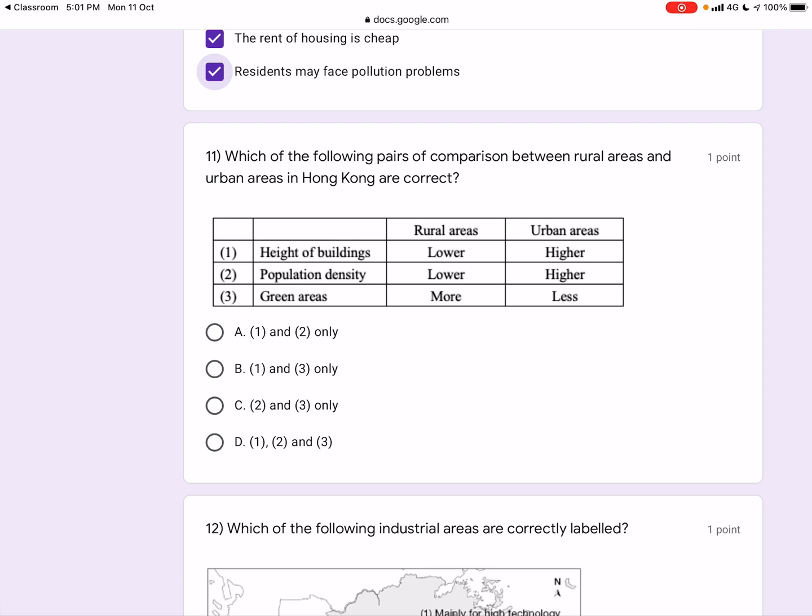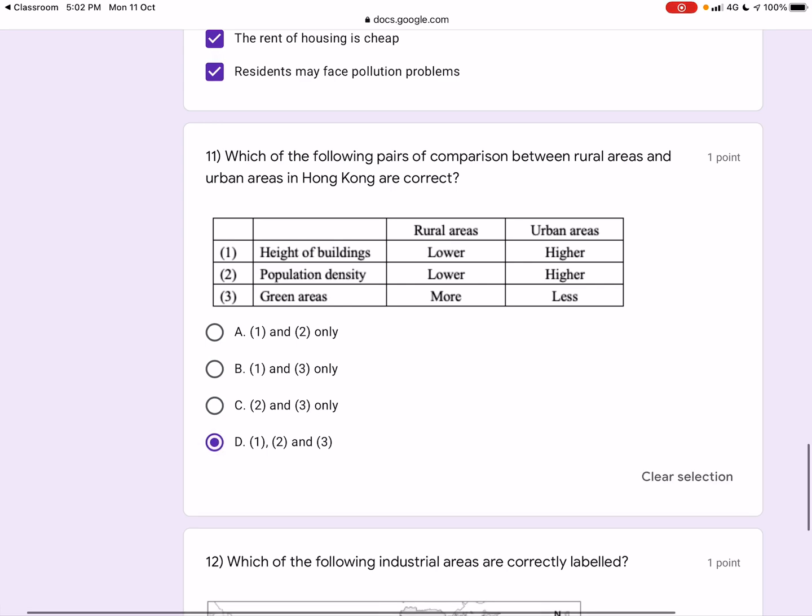Then, which of the following pairs of comparisons between rural areas and urban areas in Hong Kong are correct? I think you have done a lot of this already. Height of buildings, rural areas are lower. Population density, rural areas also have lower population density. And also green areas. All of them are correct, so all.